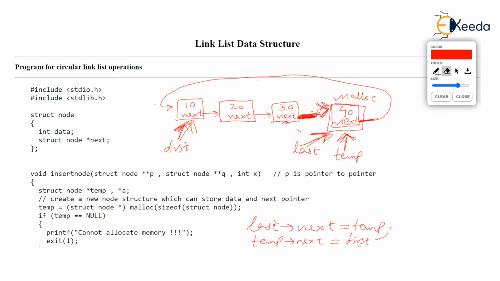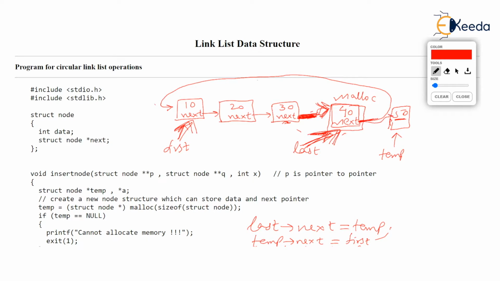Suppose we are inserting 50 now, a new value. We said we will always insert 50 or any new node at the end. So allocate the space and ask temp to point to the new space. So 50 is stored in temp arrow data. Everybody knows that. Now you watch last arrow next. Last arrow next should point wherever temp points.